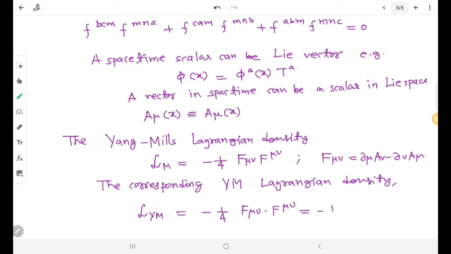If you don't like it, then you can expand it like this: F mu nu A and F mu nu A. And if you don't like that either, you can write -1/4 delta AB F mu nu A F mu nu B. This is also a way to write the Yang-Mills Lagrangian density.